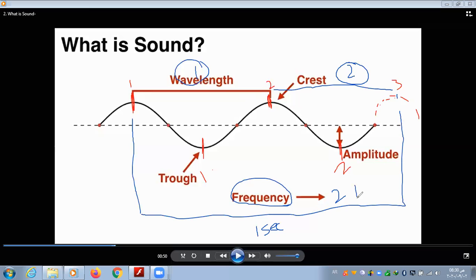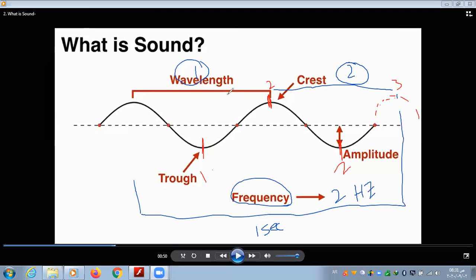And the unit of frequency is hertz. Its symbol is Hz. The frequency is measured in hertz, symbol Hz. Do you have any questions about this graph, Shabab? Please raise your hands if you have any questions here. Okay, Ahmed.